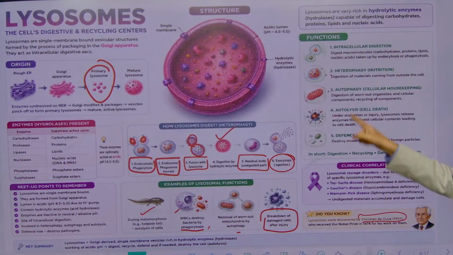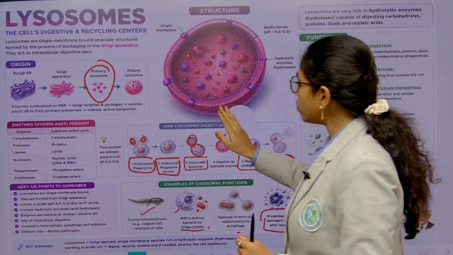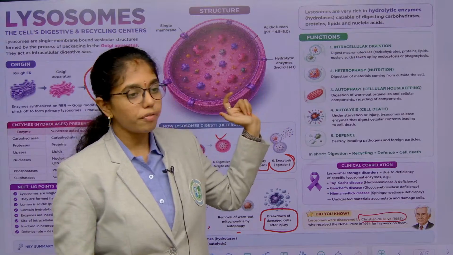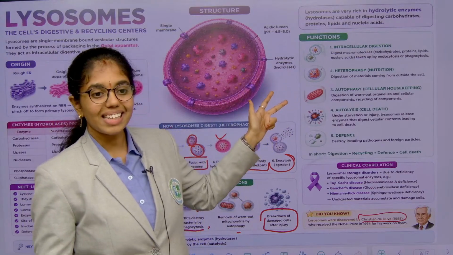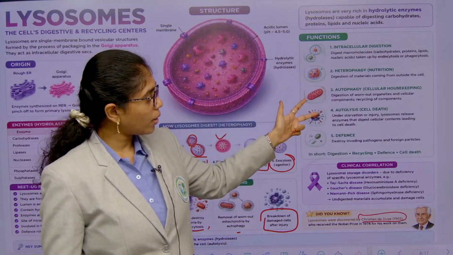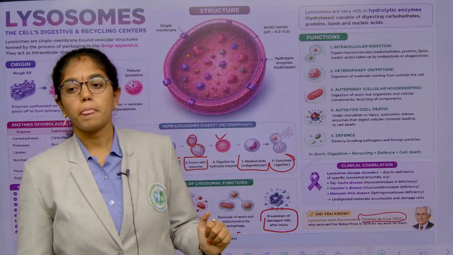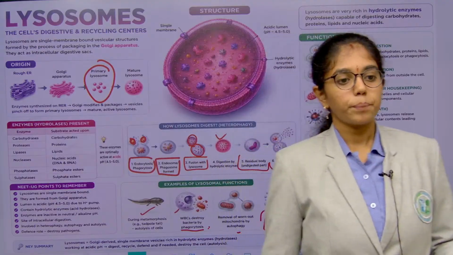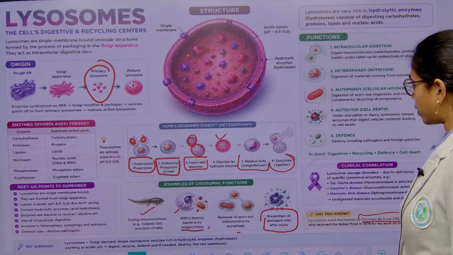Functions, these 5 functions you have to remember. Lysosomes help in what? Intracellular digestion, heterophagy, autophagy, that is cell lysis, and autolysis, and defense. That is the reason lysosomes are known as what? Suicidal bags of the cell.